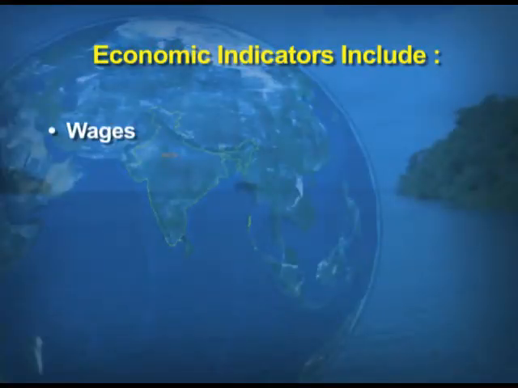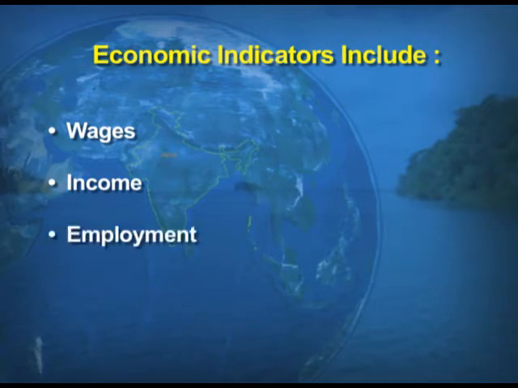And lastly, we will check the economic indicators, which include the wages, the income of the people and the employment of the people. If you look at all these three economic indicators, they are all interrelated, because employment will lead to income, and we talk about the wages, the people who are employed on daily wages or on a daily basis. So, that means they do not have an income, they have wages.